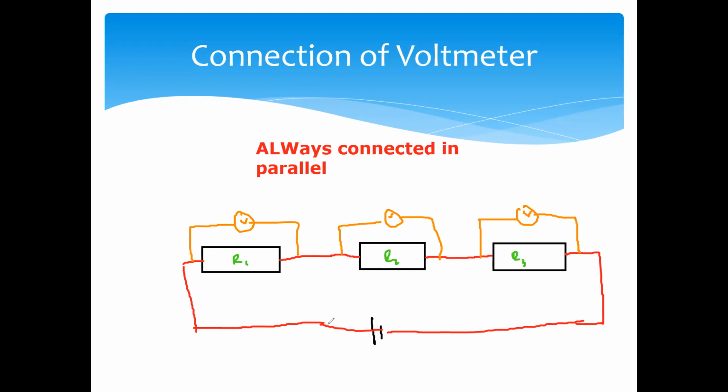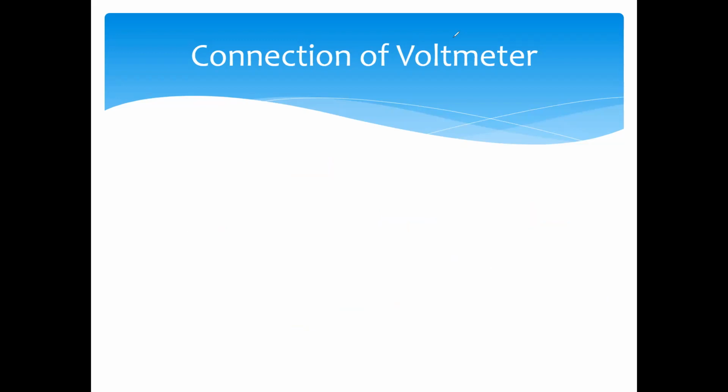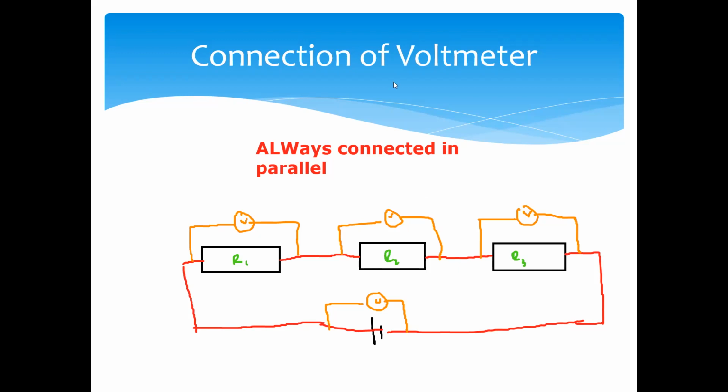And if we want to measure the voltage across a battery or a cell, we connect a voltmeter across the battery or the cell. So voltmeters are always connected in parallel. So this is about the potential difference and the voltage.